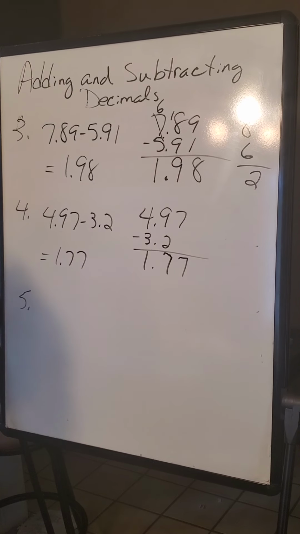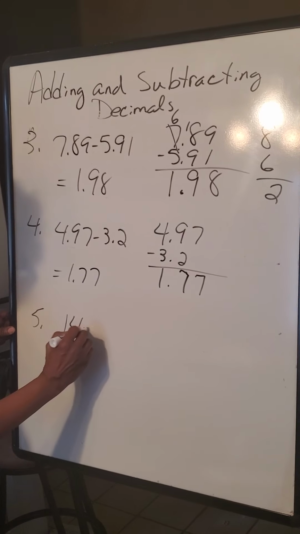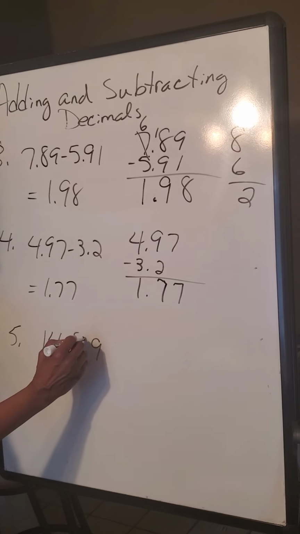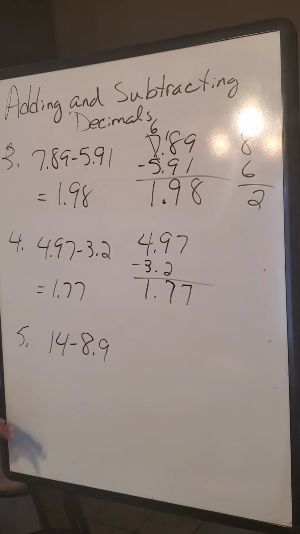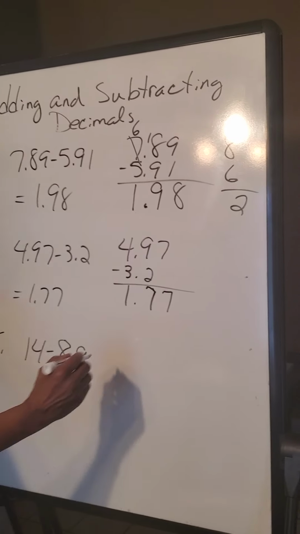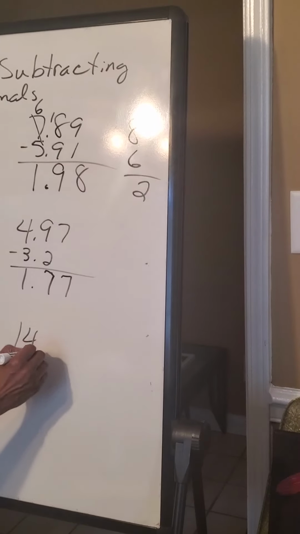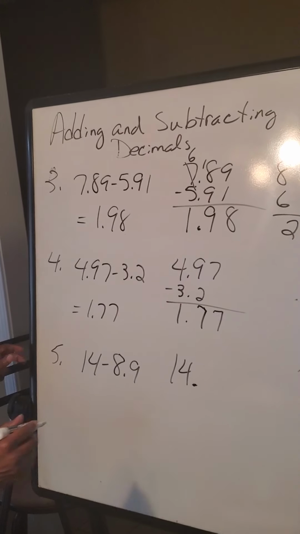Example 5. If I had 14 minus 8.9. Now 14 is a whole number. A whole number has a decimal. So the decimal for 14 is here. I'm going to line the decimals up.